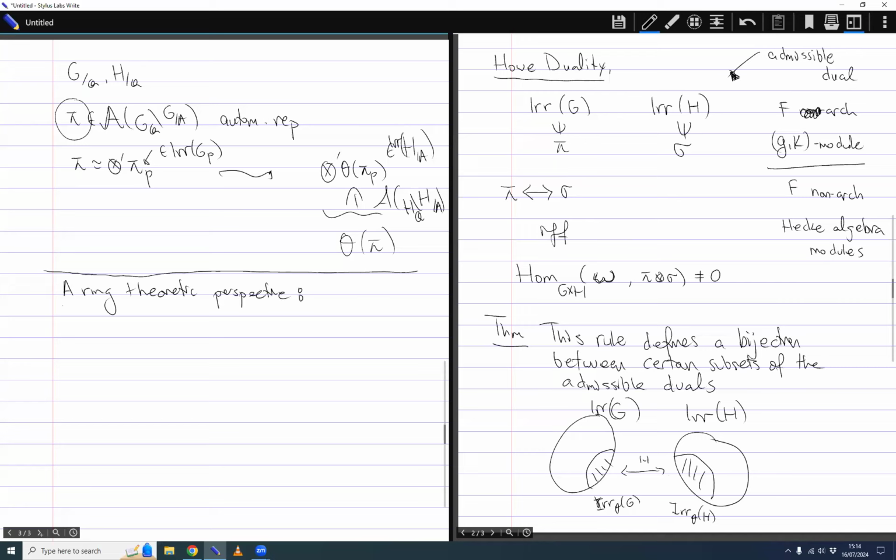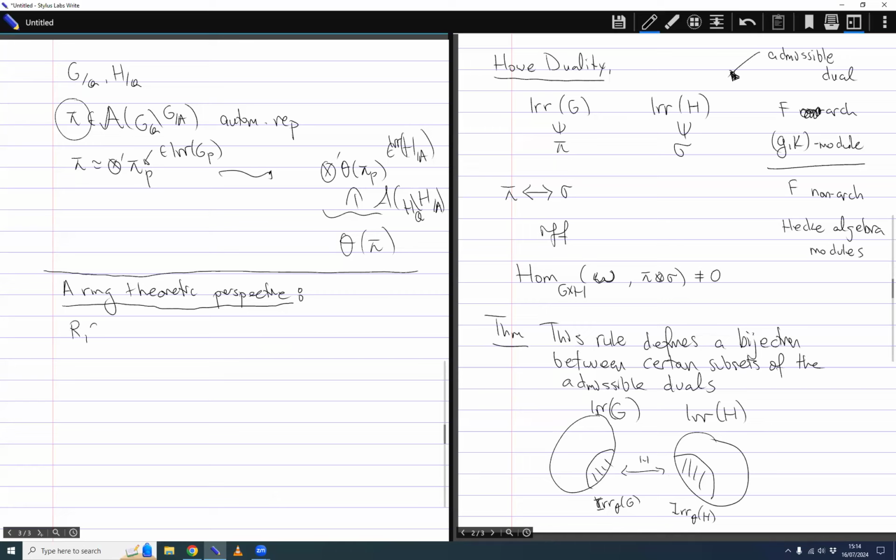So I'm going to take a look at this bijection and interpret it in a different way. Instead of looking at group representations, I'll be thinking about modules for the group algebra. So switch to a ring theoretic module perspective. Let's think of a basic example to motivate the situation.